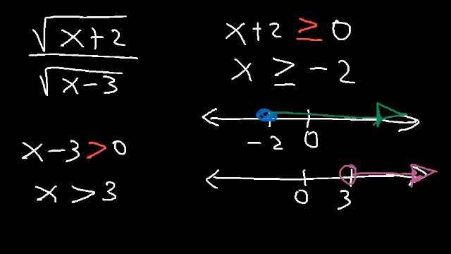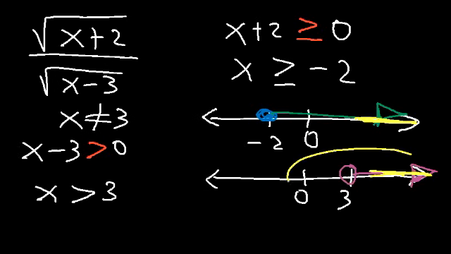Now, which number line do we use? The one on top or the one on the bottom? Now you want to find out which region is true for both. We know that x cannot equal 3. It won't work for the denominator. So the only region where it works for both is the region where it's greater than 3. That's where it's shaded for both.